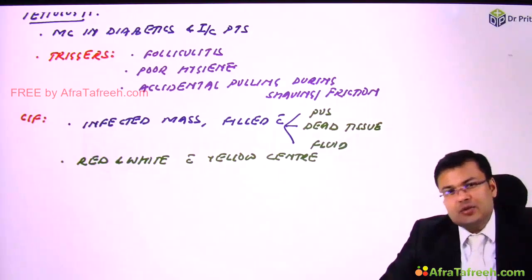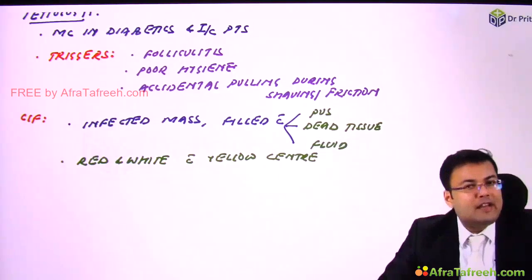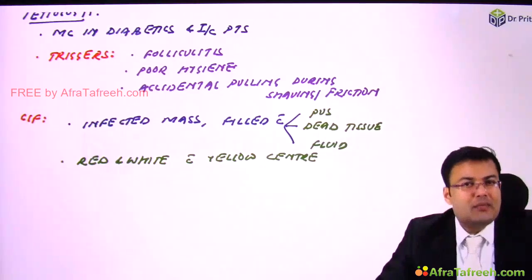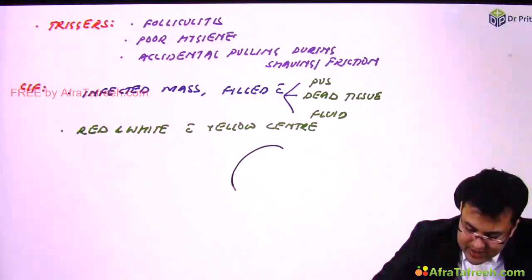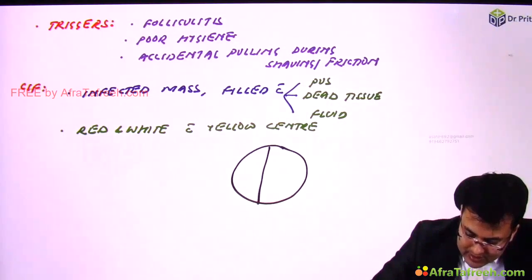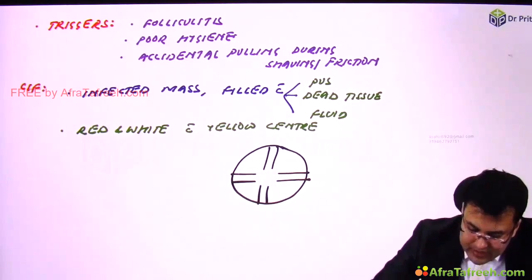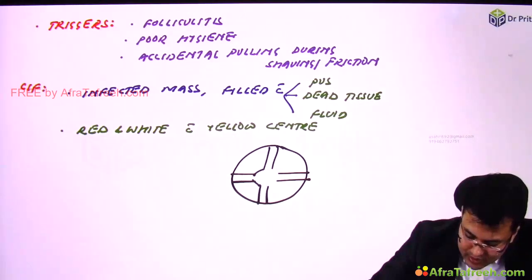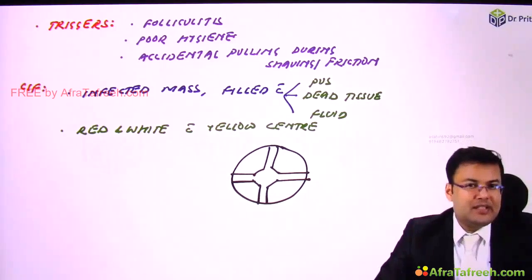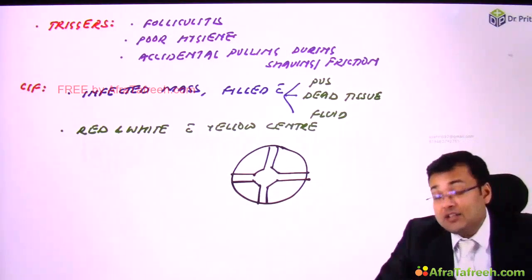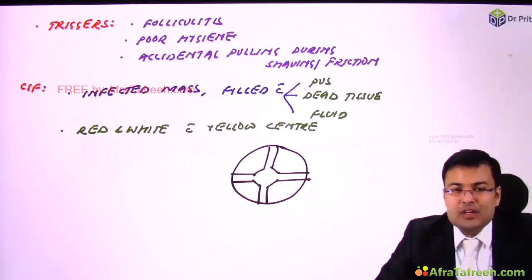Why? Because there is an infected mass inside. Since there is dead tissue and pus, what do we have to go for? We have to go for incision and drainage, plus we have to give antibiotics. How are we going to give the incision? Suppose this is the mass, this kind of incision is given. What kind of incision is this? This is the cruciate shaped incision, for effective and wide drainage of pus and necrotic material.